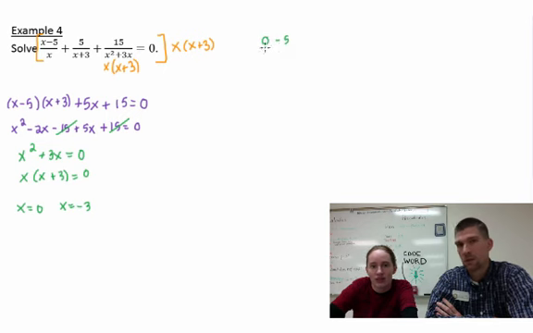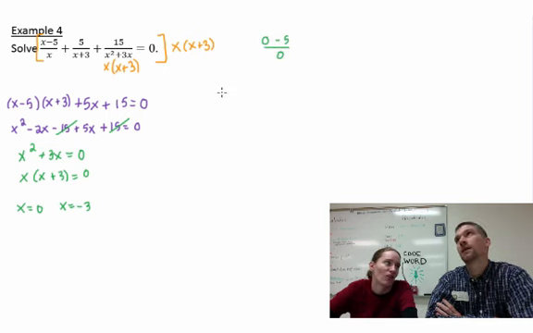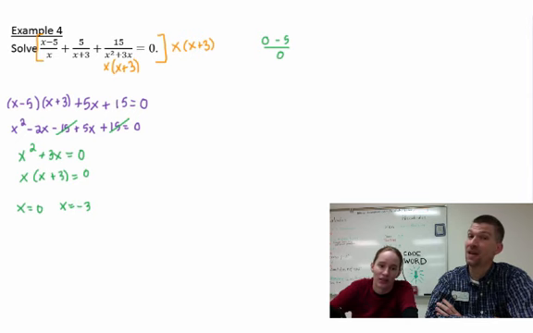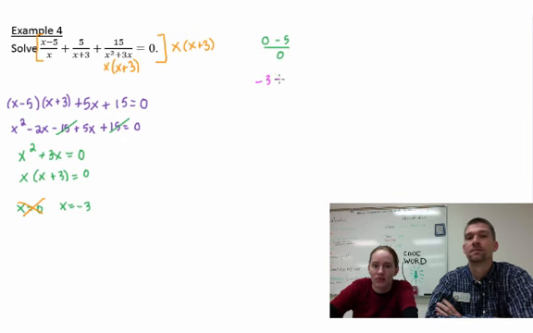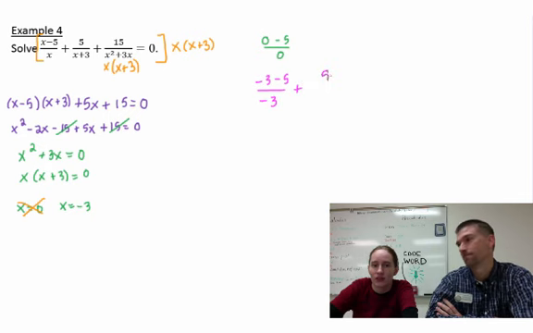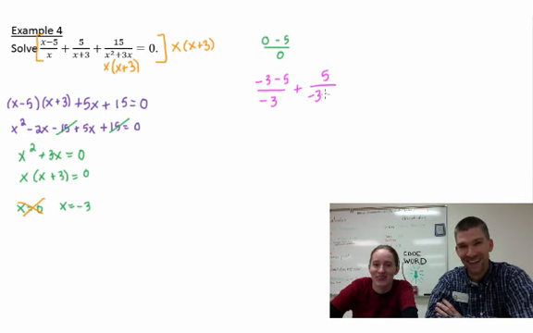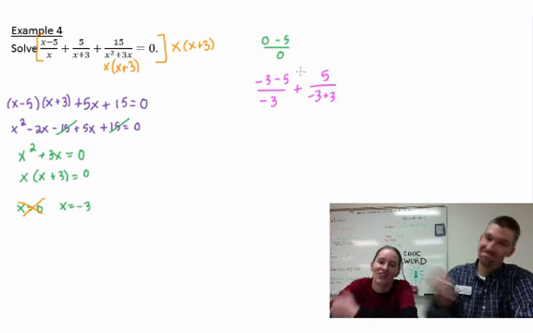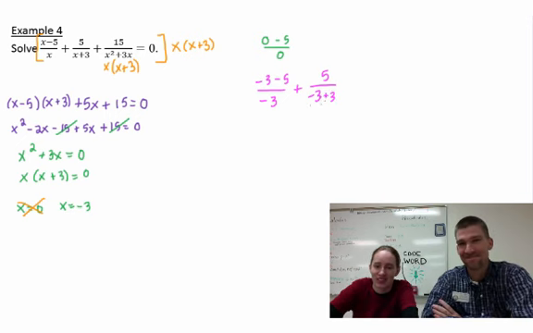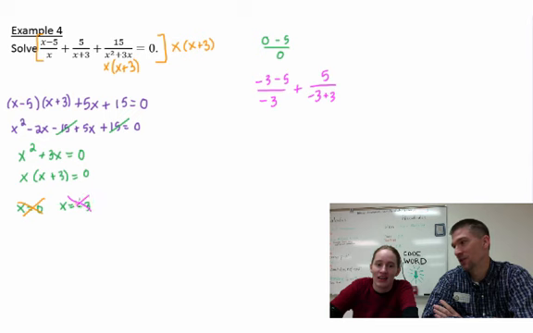0 minus 5 over 0. Oh, 0 is not going to work. Undefined. So no x equals 0. How about the negative 3? Negative 3 minus 5 over negative 3, plus 5 over negative 3 plus 3. Oh, that one gives us undefined on the bottom. So neither of them are actually solutions. They're both extraneous, which means that this has no solution.